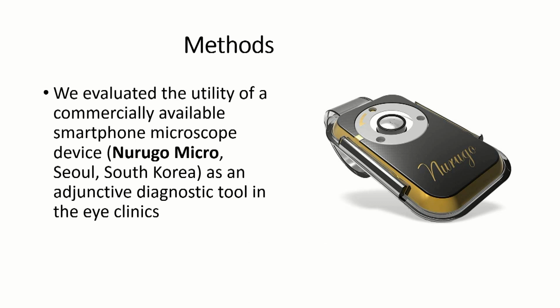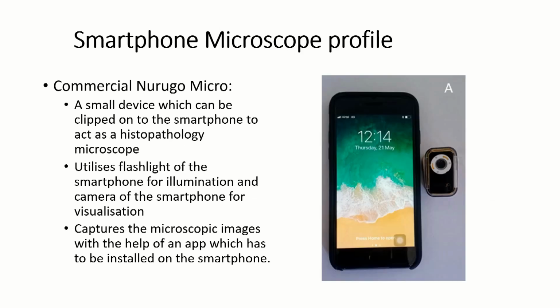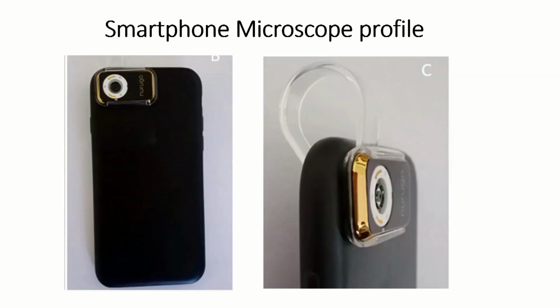So we evaluated the utility of a commercially available smartphone device, Nurugo Micro, as an adjunctive tool in the eye clinics. This Nurugo Micro is a small device which can be clipped onto the smartphone to act as a histopathology microscope. Basically, it utilizes the flashlight of the smartphone for illumination and the camera for visualization and capturing the microscopic images with the help of an app which has to be installed onto the smartphone. This is what it looks like on the back view and on the profile view.